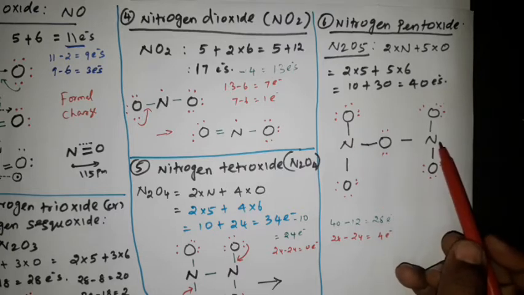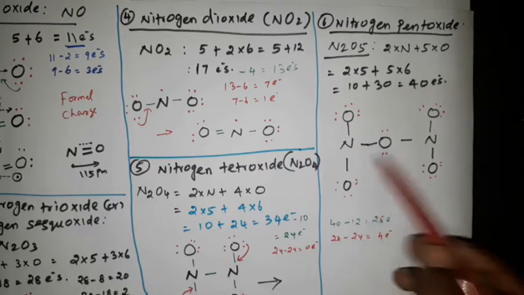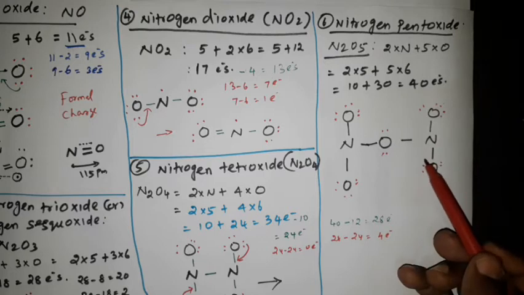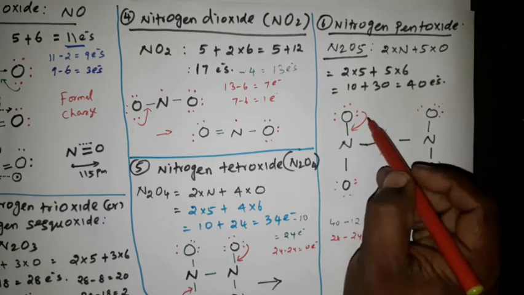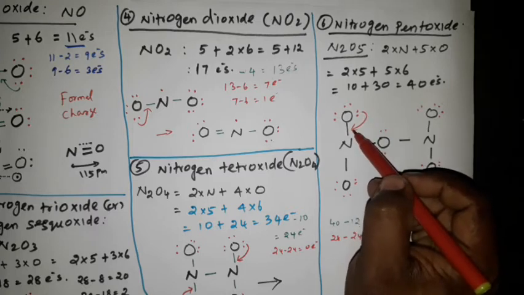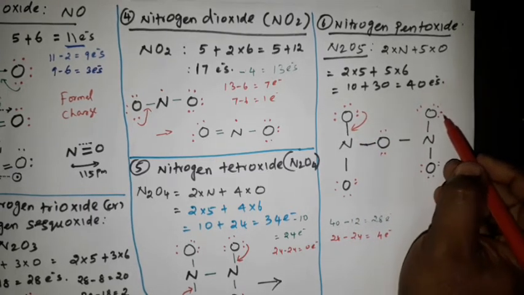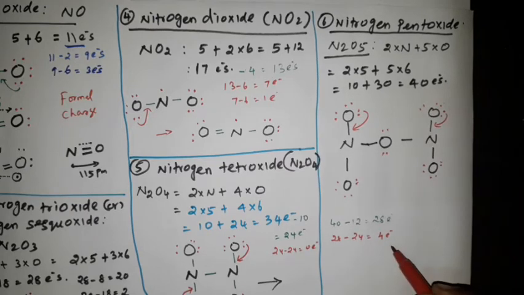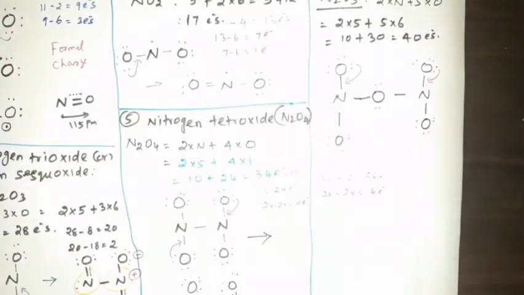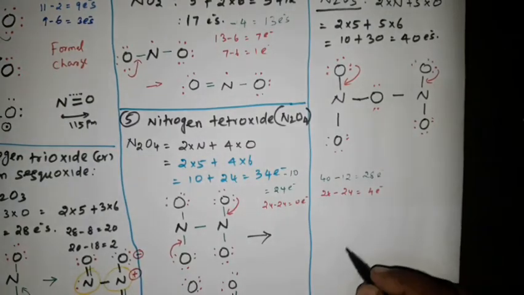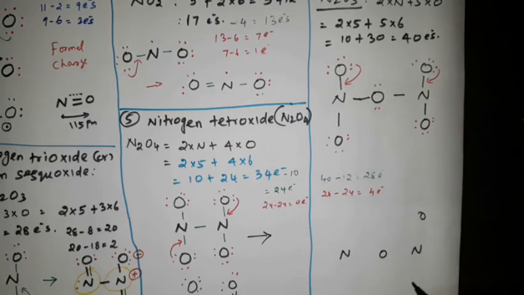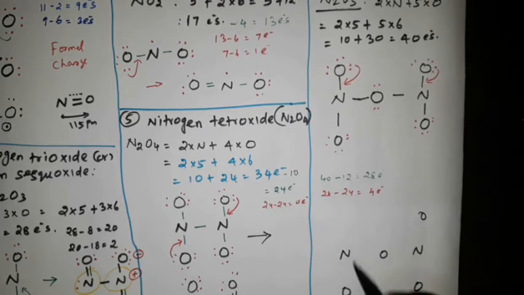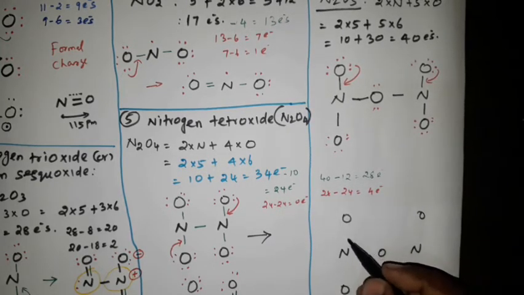Now check for nitrogen atom. Only 6 electrons are here. Here also 6 electrons. Then what will come here? Then these lone pair electrons can be shifted to bond pairs. Then this also can be shifted to bond pairs. Then the final structure is nitrogen, oxygen, nitrogen, oxygen, oxygen, oxygen here, oxygen here.